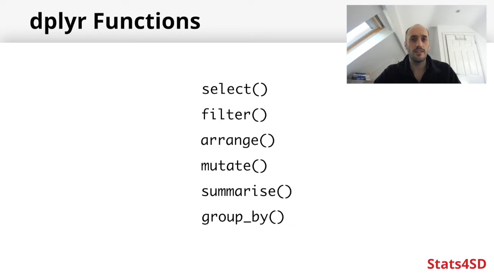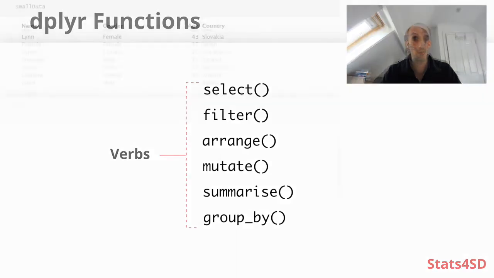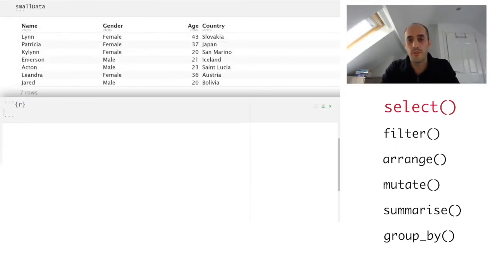So if you pay attention to the names of these functions, you may see that they are verbs, and they are verbs that could well describe some kind of manipulation that we could do on data. And that's why I said dplyr has an intuitive syntax, because each function does what the name says it does. Let's look at the function select, for example. The role of select is to pick columns based on their names.